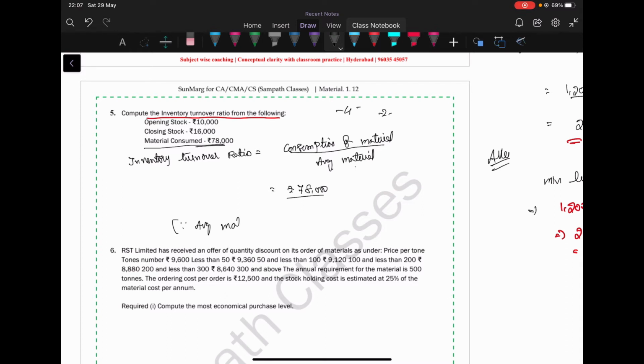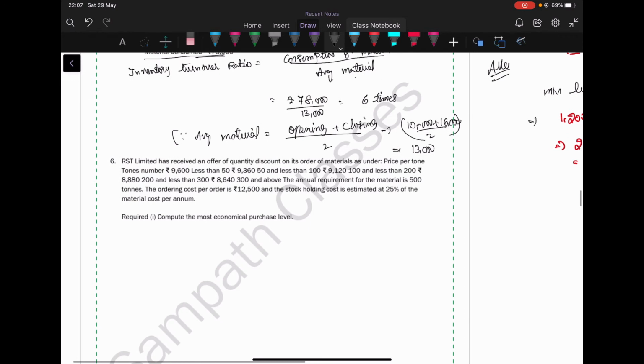Average material is nothing but the opening month of the material plus the closing month of the material, divided by 2. That is 10,000 plus 16,000 divided by 2, which is 26,000 divided by 2, is 13,000 average material. So 78,000 divided by 13,000 is 6 times. This is the inventory turnover ratio. Next problem.